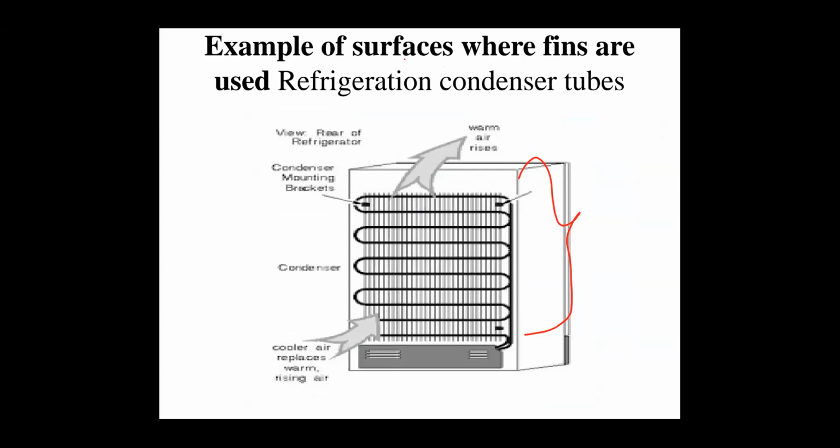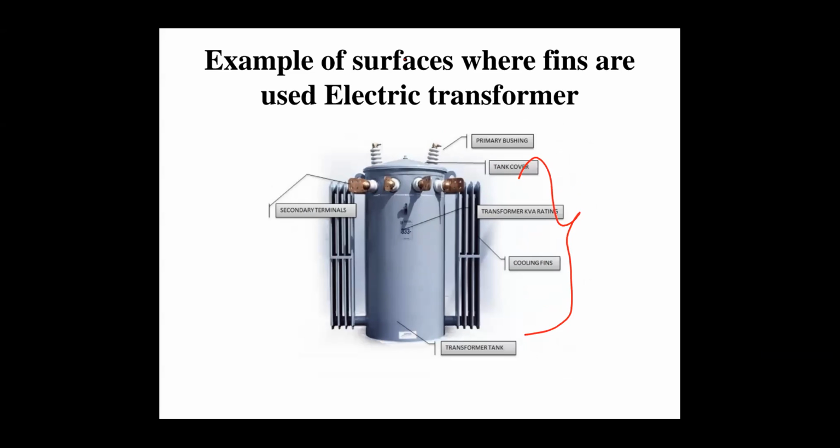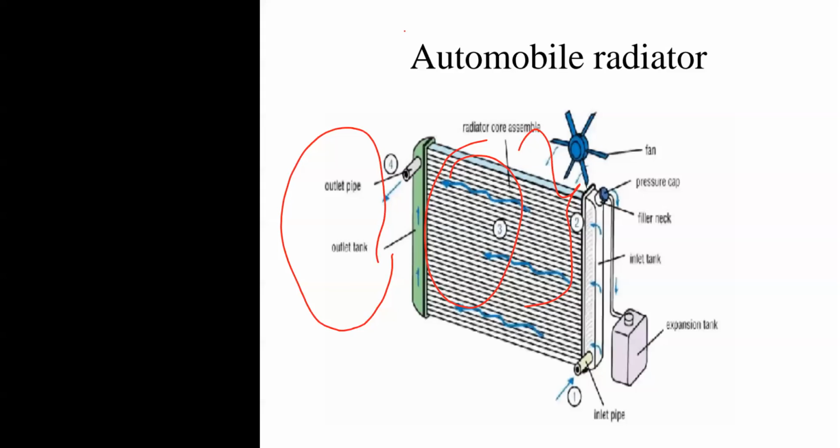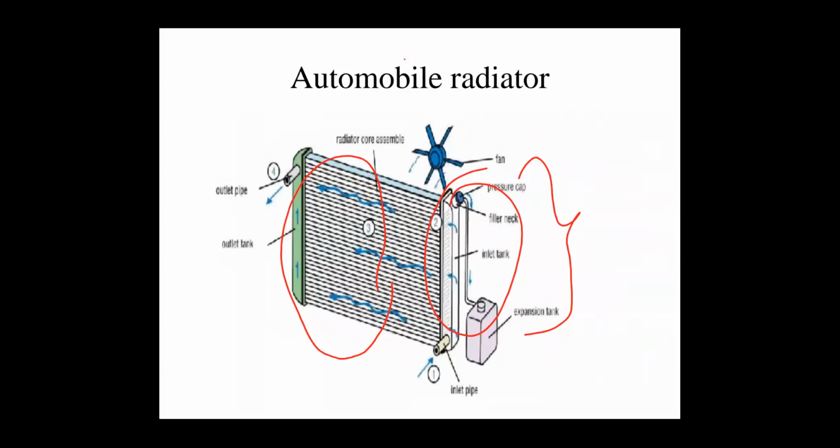So that's why we use fins in a system to remove or dissipate heat that builds up rapidly. Why do we use fins in electronic components? This is an electric transformer, and fins are present in the electric transformer. This is a radiator.